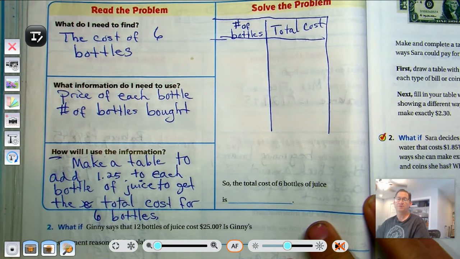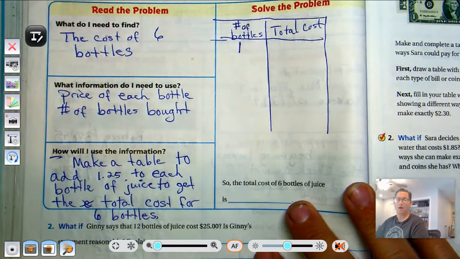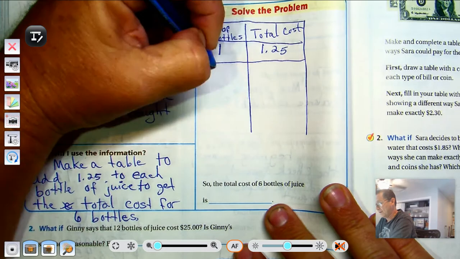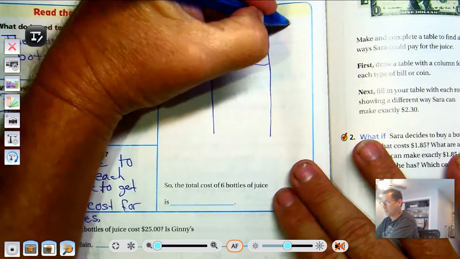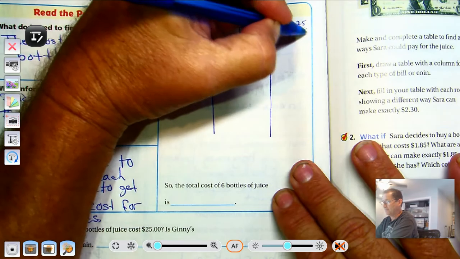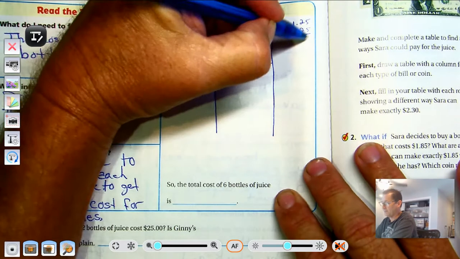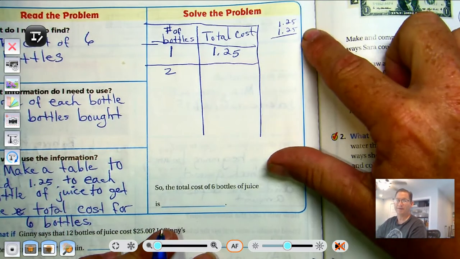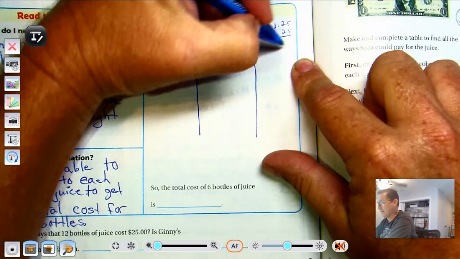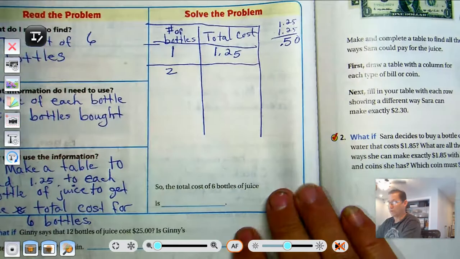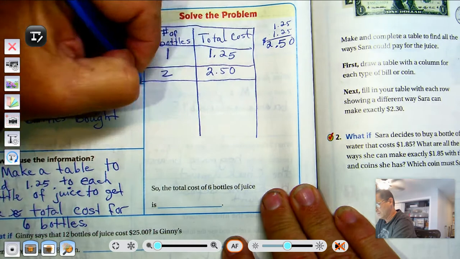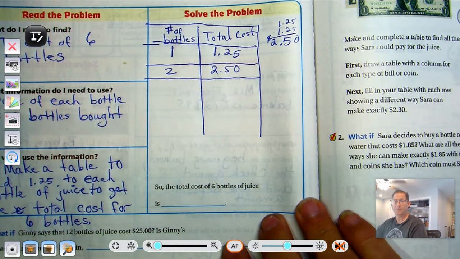Okay, so we know we're going to buy a certain amount of bottles of juice, and they each cost $1.25. So if I buy just one bottle, it would be $1.25. If I bought a second bottle, it would be $1.25 plus $1.25. We don't even have to do that. We're adding quarters here, right? If I give you 2 quarters, that's 50 cents. And $1 plus $1 is $2. So 2 bottles of juice would be $2.50.